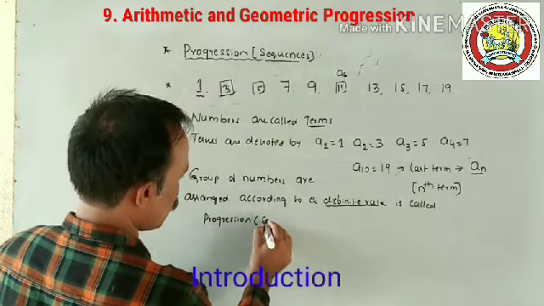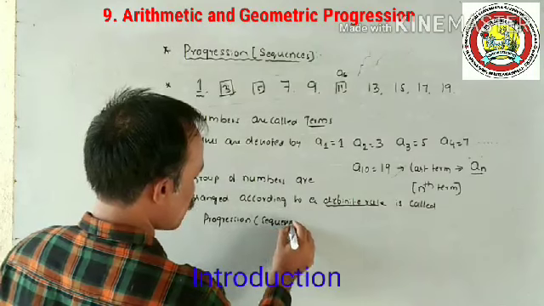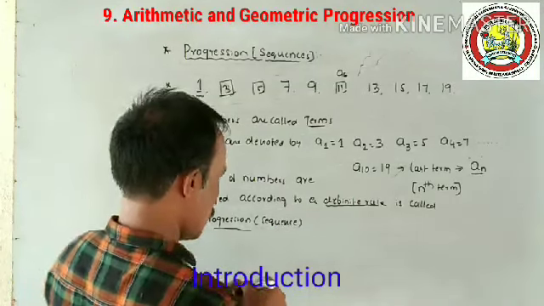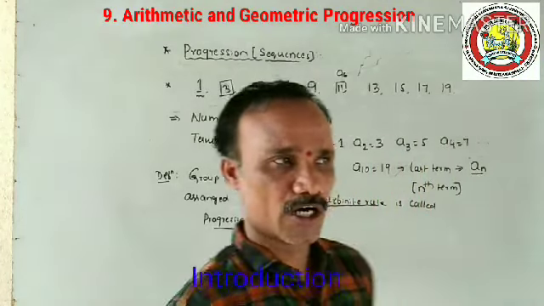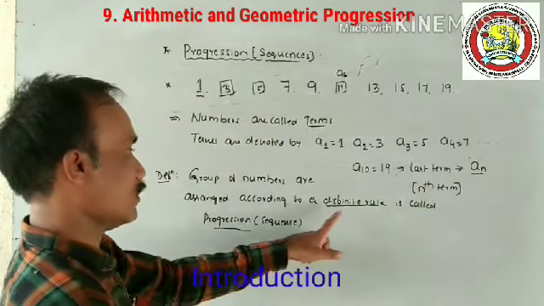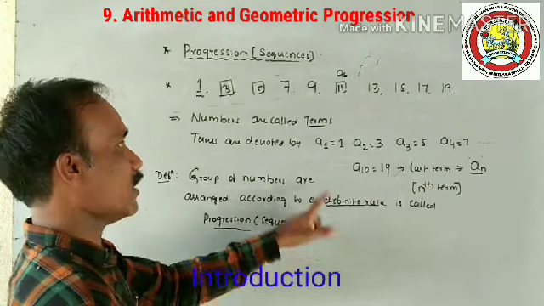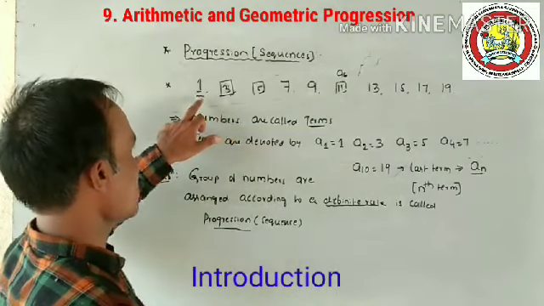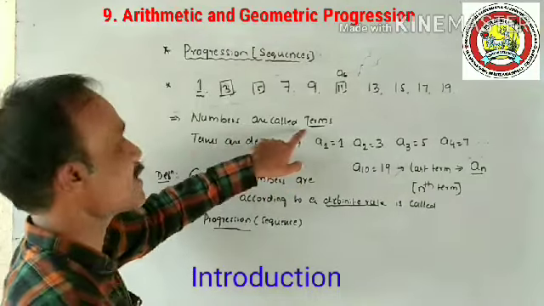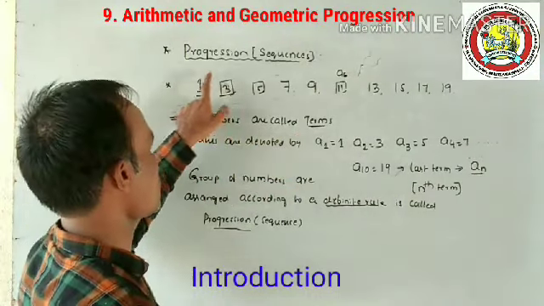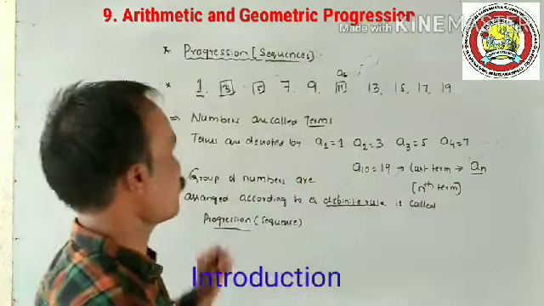Is also called, I told you, sequence. Yes, what is the meaning of sequence? Sequence is a group of numbers arranged according to a definite rule. This is very important: according to a definite rule. The numbers of a sequence are called terms. So these are all called terms of a sequence.